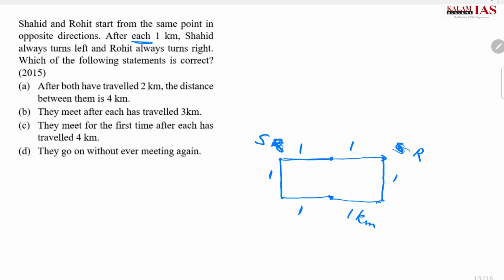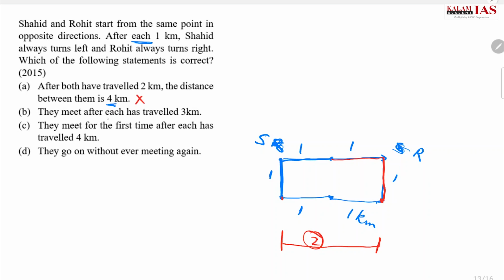After both have travelled 2 kilometers, the distance between them is 4 kilometers. After both have travelled 2 kilometers, that means 1 kilometer, 1 kilometer. Shahid is at this position and Rohit is at this position. But the distance between these two is 1 plus 1, 2 kilometers, not 4 kilometers. So option A is wrong.